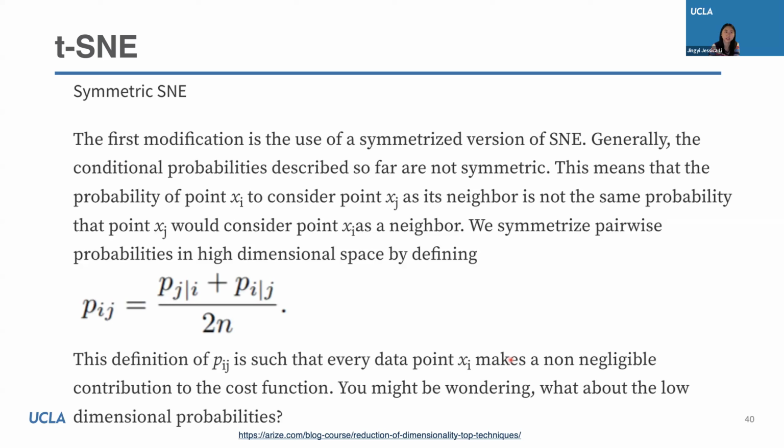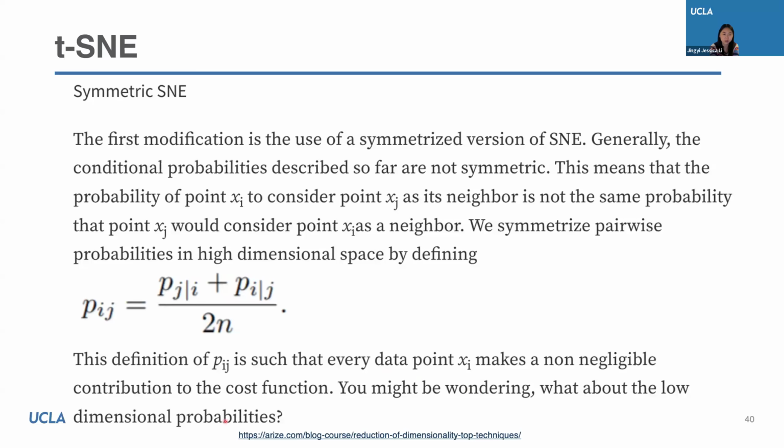So first one, symmetric SNE. The first modification is the use of a symmetrized version of SNE. Generally, the conditional probabilities described so far are not symmetric, right? P_j given i is not P_i given j. This means that the probability of point x_i to consider point x_j as its neighbor is not the same probability that point x_j would consider point x_i as a neighbor. We symmetrize pairwise probabilities in high-dimensional space by defining this P_ij, which is P_j given i plus P_i given j divided by 2 times m data points. This definition of P_ij is such that every data point x_i makes a non-negligible contribution to the cost function.